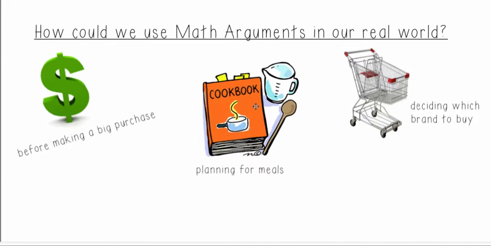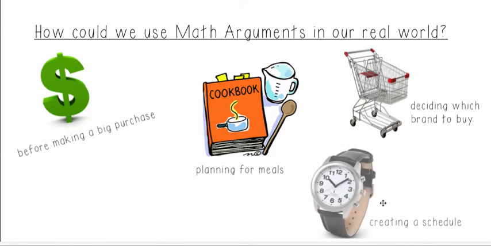I would also make mathematical arguments when I'm planning meals for cooking. I'd have to decide if I have enough ingredients. I'd have to decide how much I need to make. Do I need to double the recipe if I have a lot of people coming over? Or do I need to cut the recipe in half because there's not as many people eating?